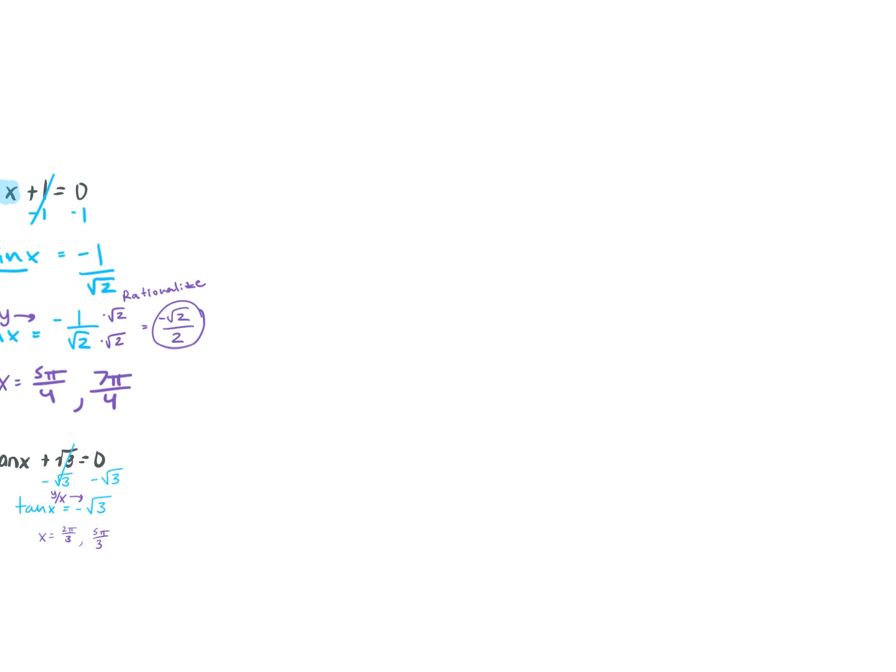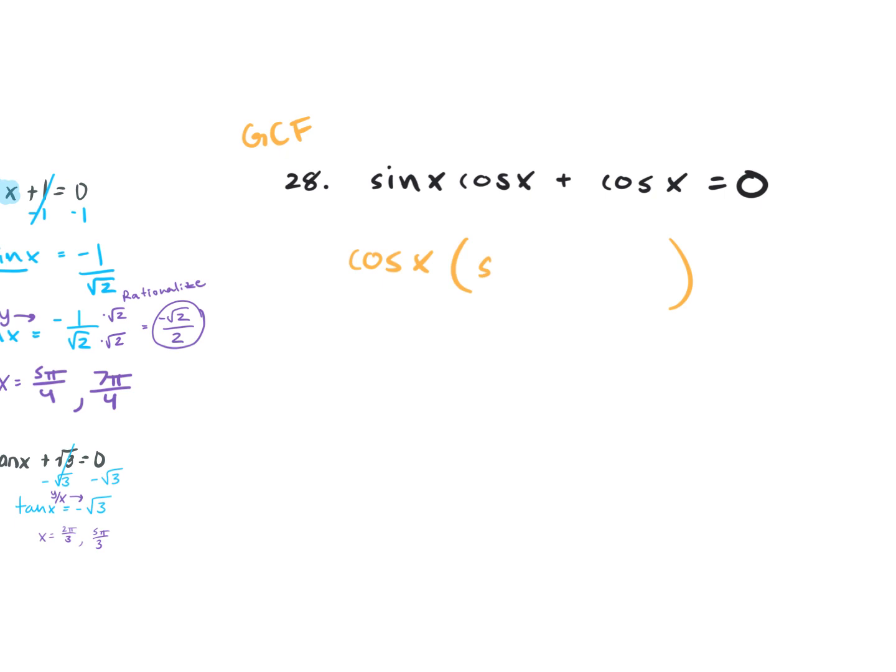Why would we want to take out cosine x? It's a GCF. We want to factor it, so we're going to take out the GCF. So we're going to take out a cosine x. When we divide both of these by cosine x, what are we left with? Sine of x plus 1 is equal to 0. So from here, we can set both of them equal to 0. So cosine x is equal to 0. Sine x plus 1 is equal to 0.